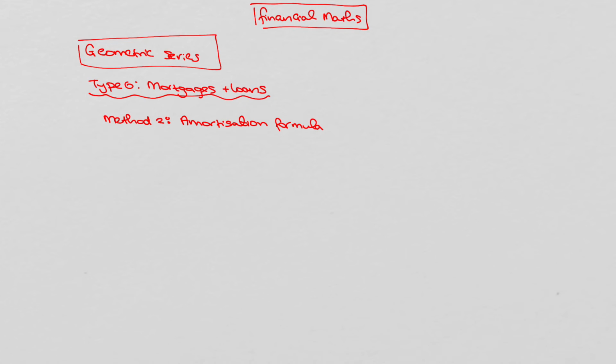Financial Maths, Geometric Series Type 6, Mortgages and Loans. So this is the second video for our mortgages and loans, and this is based on our method 2 approach, which is the amortisation formula.